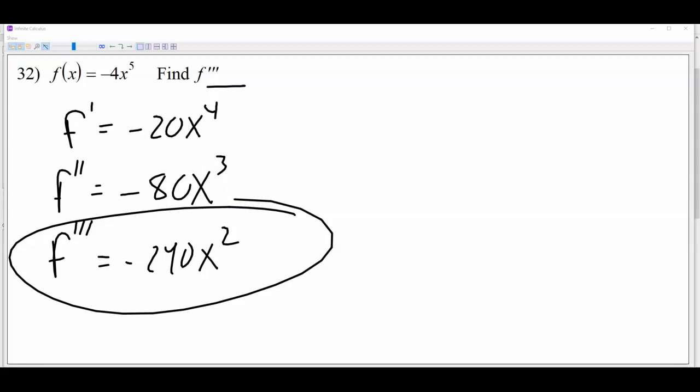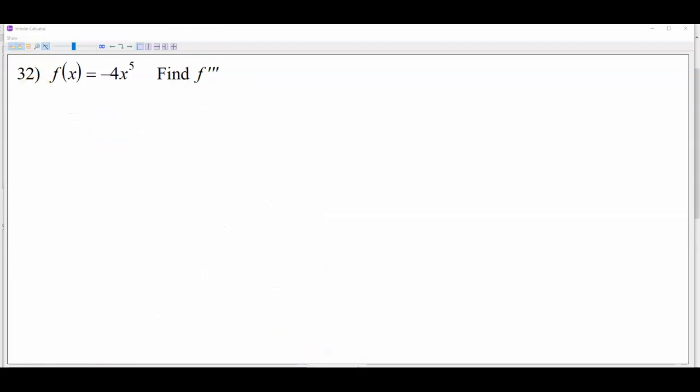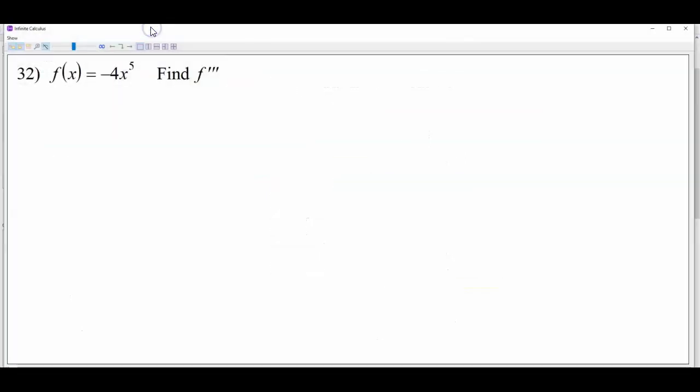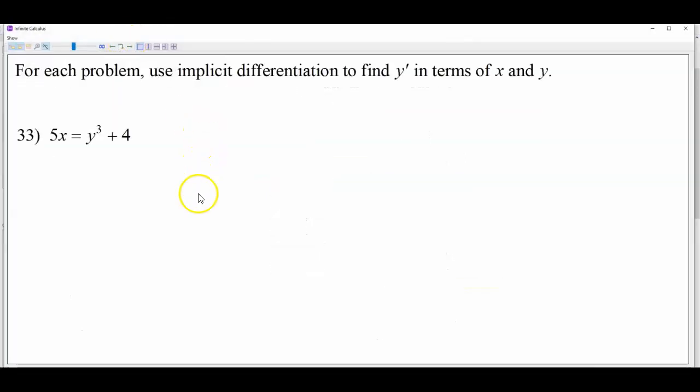So that just means you take the derivative 3 times. And same thing with any other function. I mean, sometimes it won't just be a simple power function like this. It could be other kinds, like with chain rules or product rules. Sometimes you just got to keep working your way through it till you get to the final answer. But the point is just keep taking the derivative until you get to whatever derivative order they're asking for. All right, let's go ahead and move on to number 33.